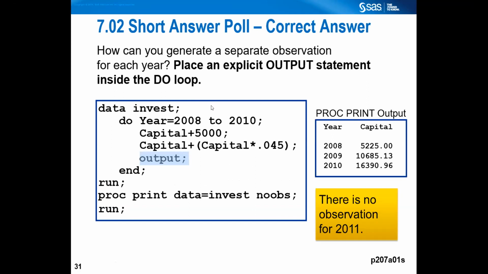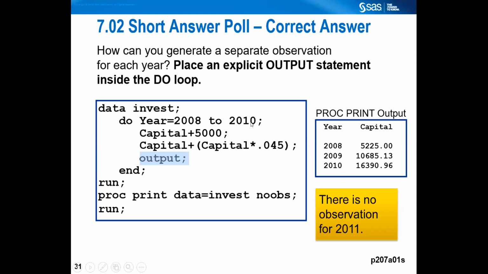Why? Because when it is calculating the value for 2008, with this explicit output statement, the current statement is immediately written to output. With end, it will increment to 2009, enters the loop, calculates the value. With output, it will immediately write to your output data set. With end, your index variable, which is year, will increment to 2010, enters the loop, calculates its capital. With explicit output, the current 2010 year value will be immediately written to your output data set. With end, it will increment your index variable, which is for 2011.